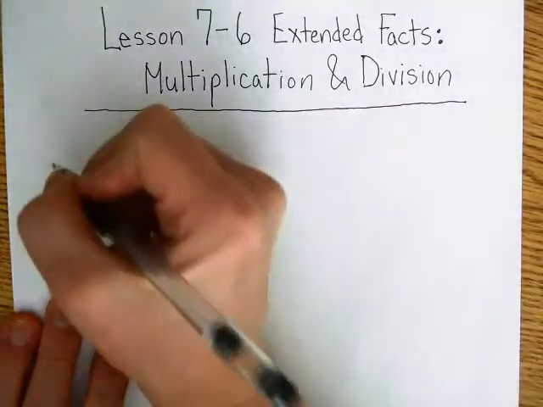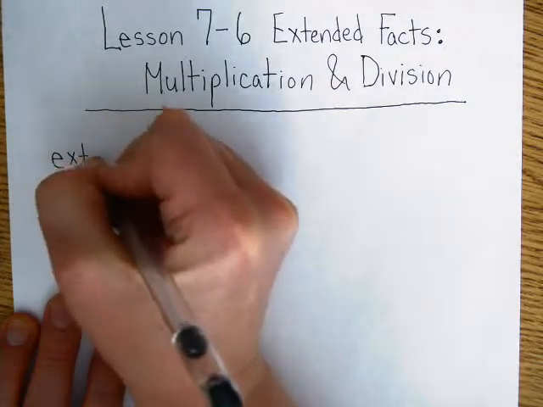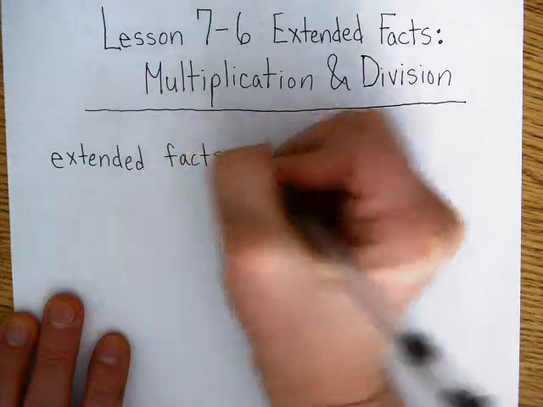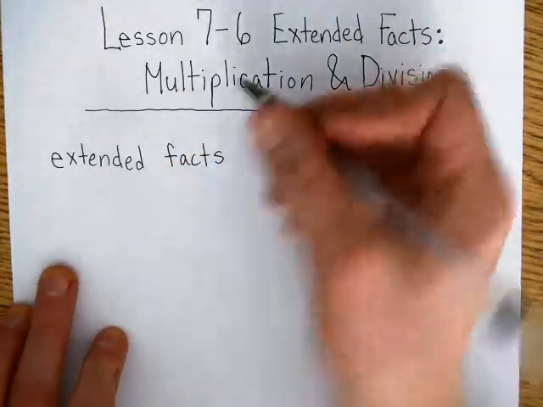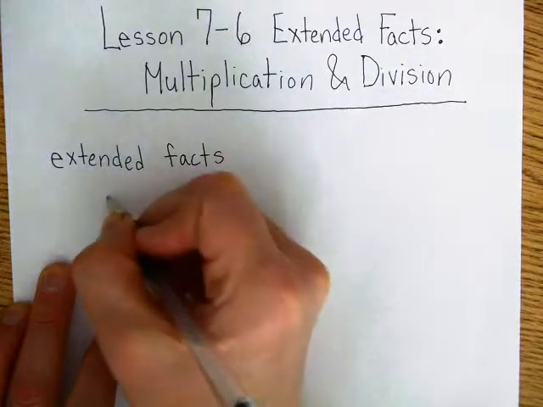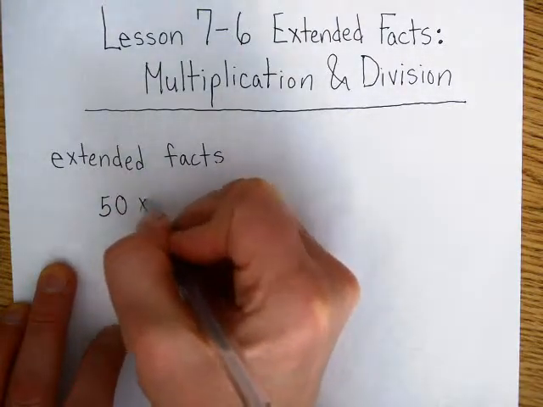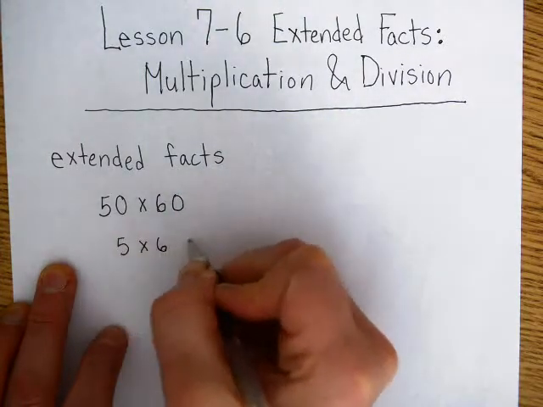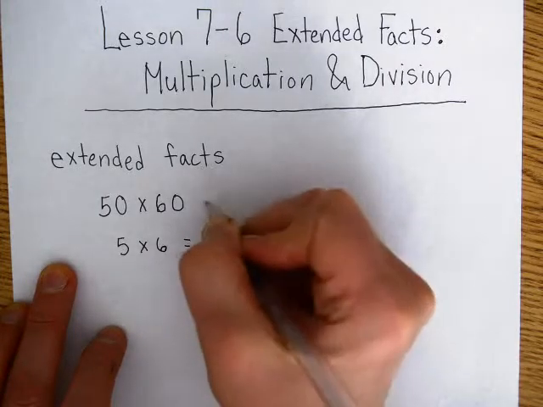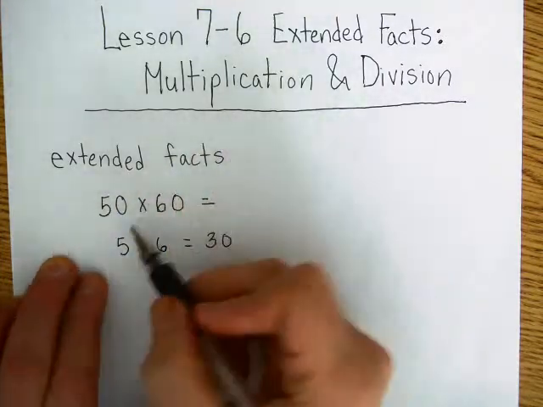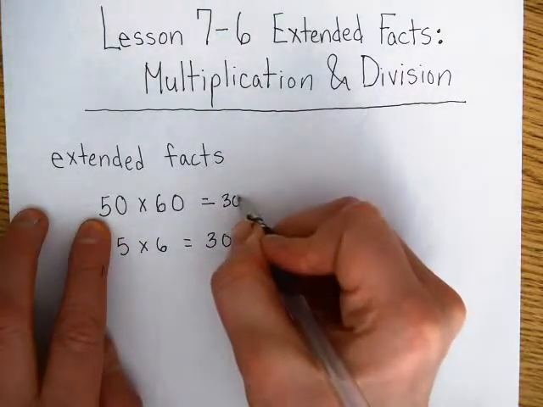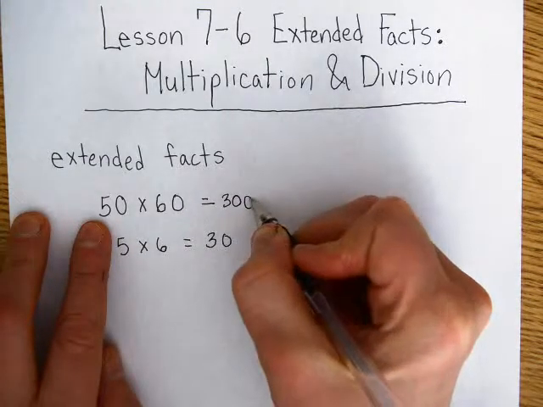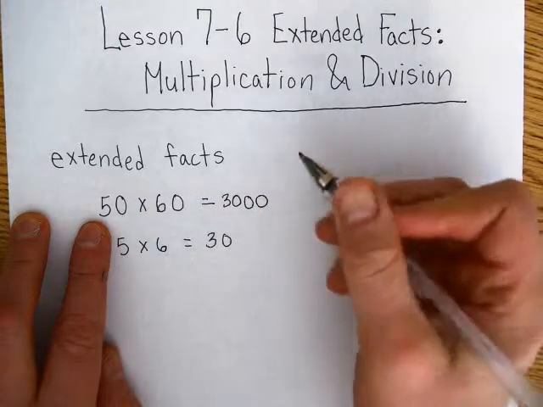So today we just have one vocabulary word that we're going to be looking at, and the word is actually extended facts. Extended facts are facts that come from more basic facts. An example of an extended fact would be 50 times 60. Why is that an extended fact? Well, 5 times 6 we know equals 30, and that's a basic fact. For 50 times 60, we do 5 times 6 is 30. And then for an extended fact in multiplication, we add on those zeros that are there. All of them. So we end up with 3,000.